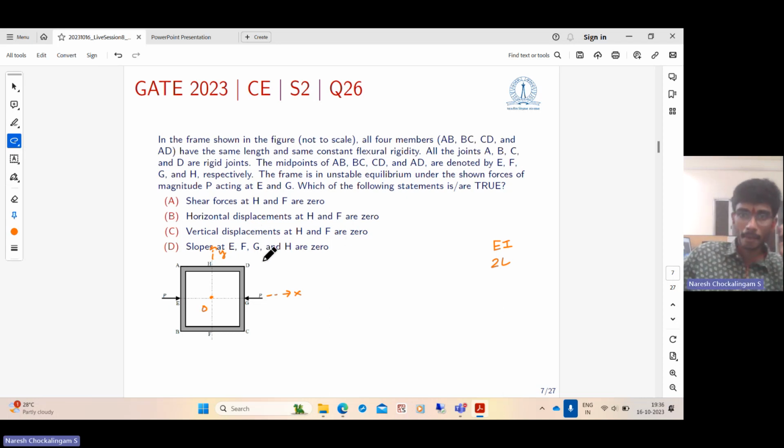All the joints A, B, C, and D are rigid joints. The midpoints of AB, BC, CD, AD are denoted by E, F, G, and H. So this is a multiple select type question. There may be more than one correct option, or there can also be just one correct option. We are given a set of 4 statements, and we need to find which of the following are true. There can be just one correct statement, or many such statements.